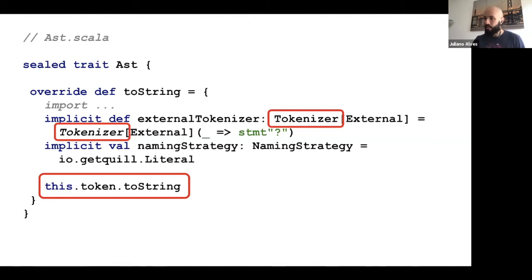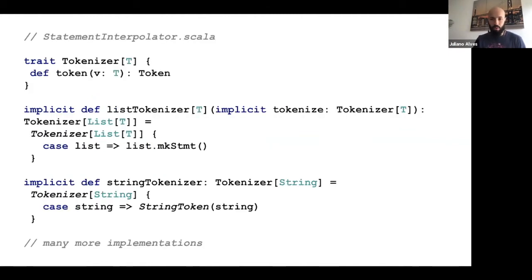So that said, let's have a look at one of these simple tokenizers, one of the simplest implementations, actually. We have this Tokenizer with a method token that receives a value t and returns a token, right? As you can see here, we have these tokenizers for lists, for strings, and many, many more implementations given the vast Quill AST. We have implementations for pretty much every single one of those elements, because we have to interpret some of them.